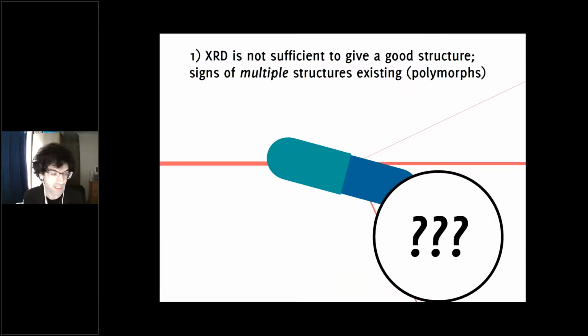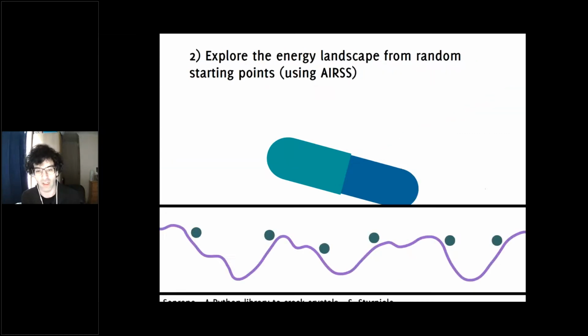Now, an even more complex case: what if not only we don't get a good single structure, but we have hints that there may be multiple structures existing? This is a phenomenon called polymorphism, and it happens quite a lot, especially with organic molecules like pharmaceuticals, where there may be more than one crystal structure that you can find at the same time. Now, in this case, the energy landscape, so to speak, would look more like this, with a lot of valleys, each of them representing one different structure that is viable.